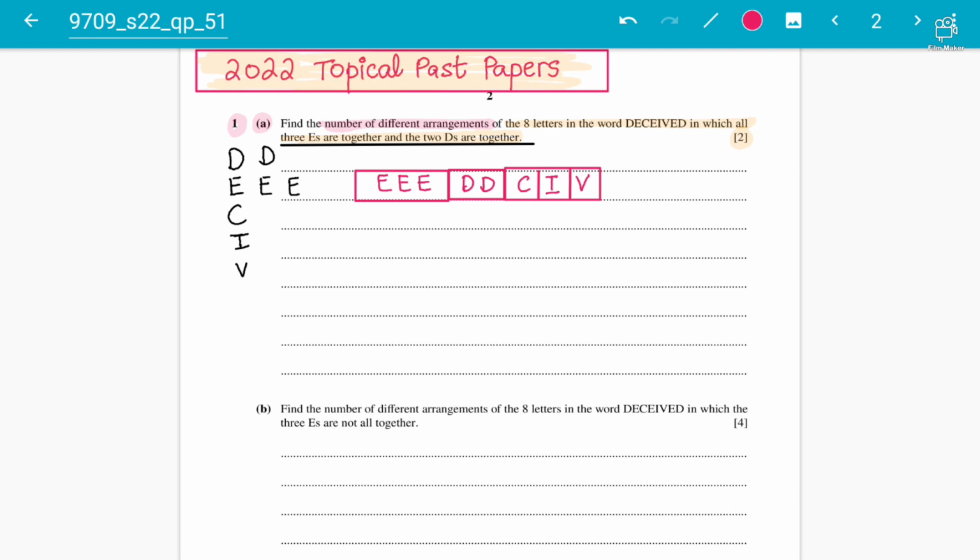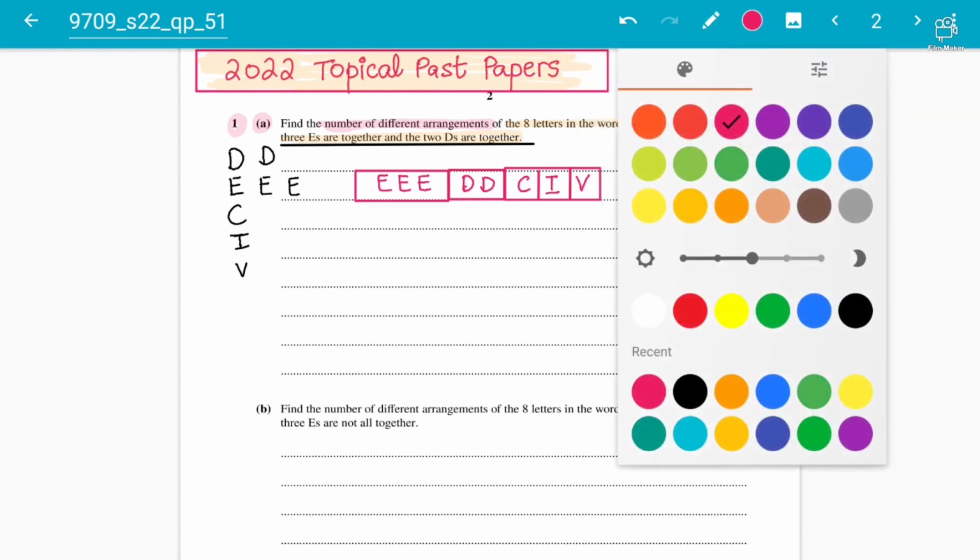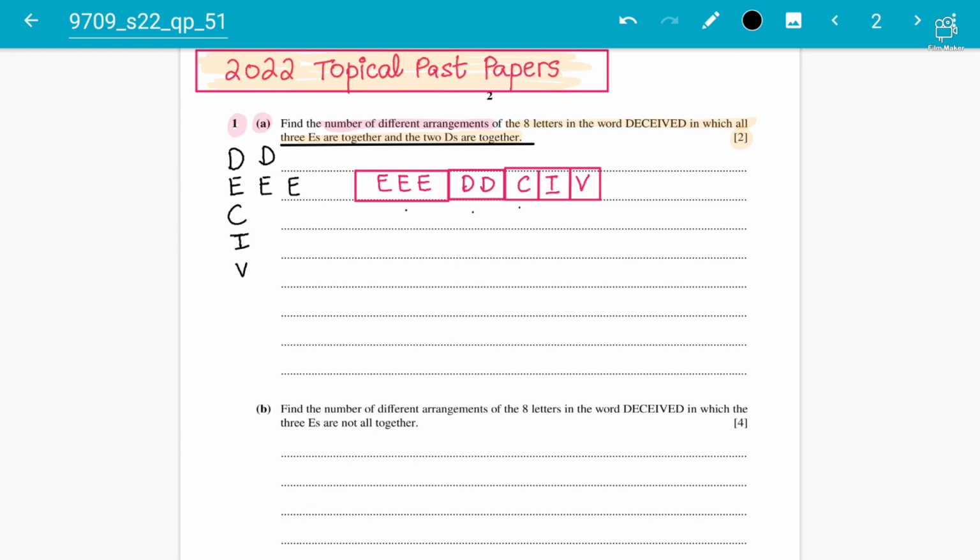Students need to understand why I have done it in boxes, and I'm going to explain the reason as well. If you see, these are 5: 1, 2, 3, 4, 5. So you are going to use 5 factorial in the numerator. Now what does this 5 factorial mean? I'm going to explain that now.